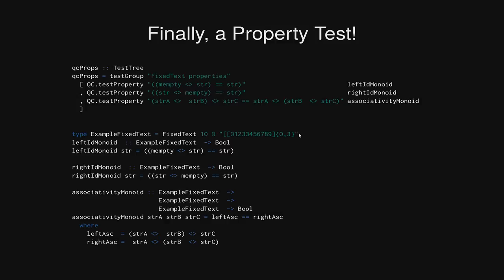Then finally, we have a property test. So now that I have random ones, I can ensure that that type will obey the property of monoids. The first property of monoid is it has an empty member, and that empty member obeys this law.